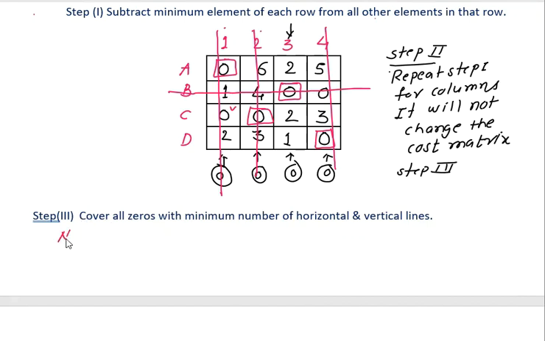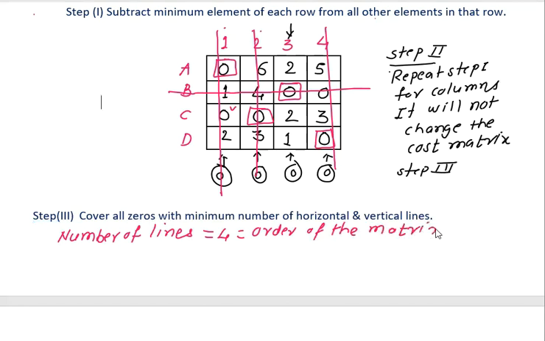The number of horizontal and vertical lines is 4. It is equal to the order of the matrix. So this is an optimum assignment. It is obtained by the Hungarian method. Therefore, this is an optimum assignment.